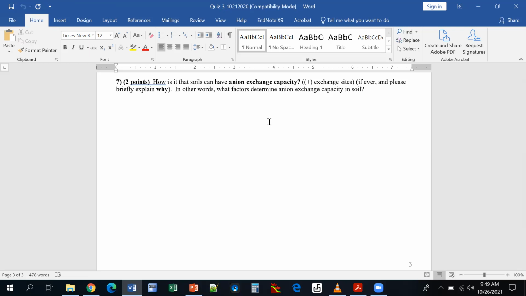So that's why those more weathered clays, like the 1-to-1 clays or the oxides, have anion exchange capacity. The charged surfaces have become so protonated that they actually can exchange anions. So I accepted a wide range of answers here.